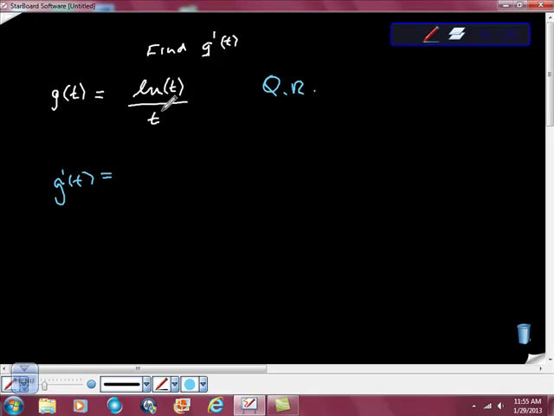Actually, you know what? I wrote this wrong. It's okay. It should be t squared, because if I had, we would have had a different situation happening here. Sorry about that. So you can rewrite that problem.